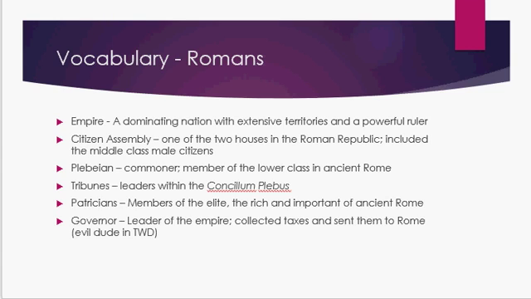Plebeian, or sometimes people refer to them as plebes, is a commoner or a member of the lower class in ancient Rome. And when it comes down to it, the majority of people in our society would pretty much be plebeians.